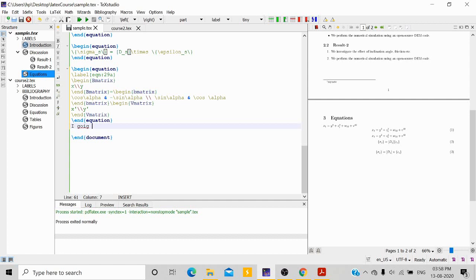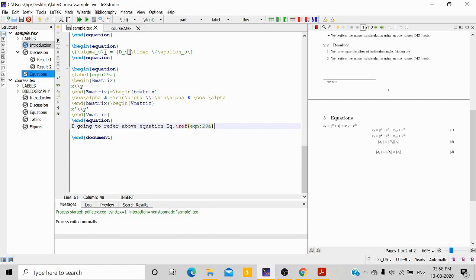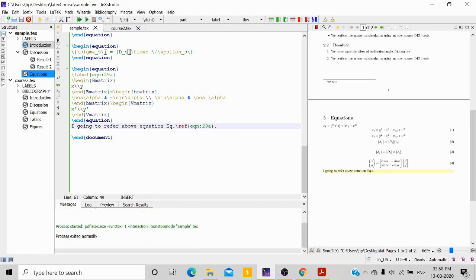I'm going to refer to the above equation. Let me put equation number and backslash ref, reference. So you see, now this equation is 29a. I want to refer to equation 29a. Full stop. So if I'm running this, so this is the equation that came, and I'm going to refer to equation 4 because this is equation 4, right?